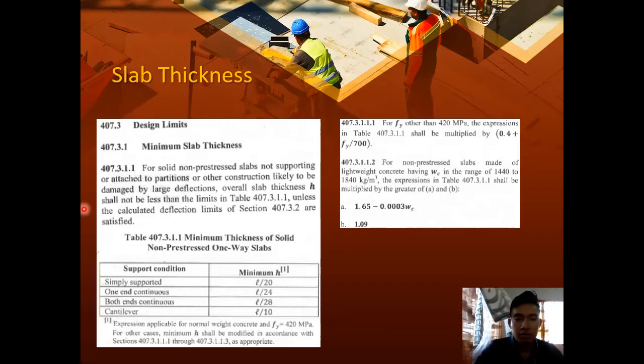Ayun na nga. Kung hindi naman, guys, normal weight concrete yung inyong concrete, then for example lightweight concrete siya, kailangan natin i-multiply to, from this table, ng greater sa A and sa B, wherein sa A is 1.65 minus 0.003 weight niya, and then si B is 1.09. So pag lightweight siya, greater than itong formula, multiplied natin dito sa conditions.